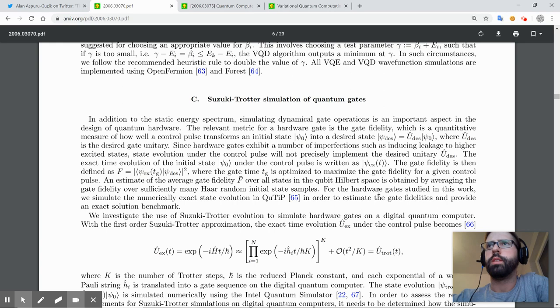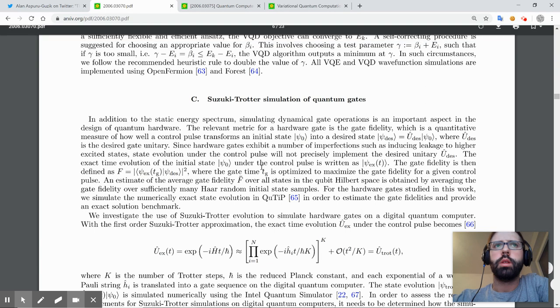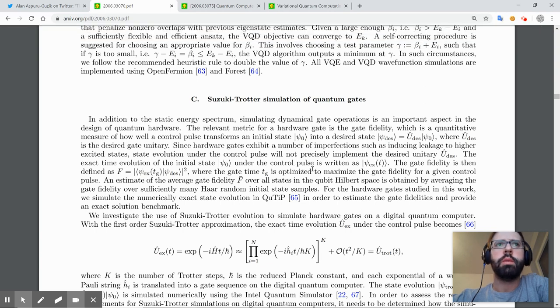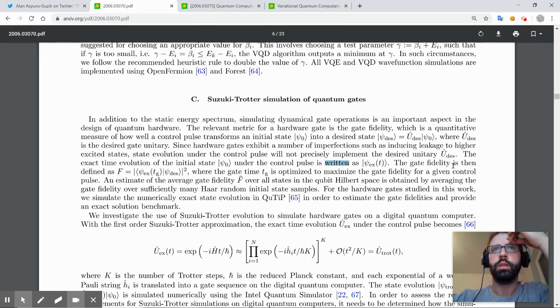Okay, let me see that I understand that correctly. So the gate fidelities, this is somehow telling you we're comparing the exact time evolution. So this is the time evolution of, you apply the pulse for a given amount of time to the initial state, and then you compare it to the actual target state.